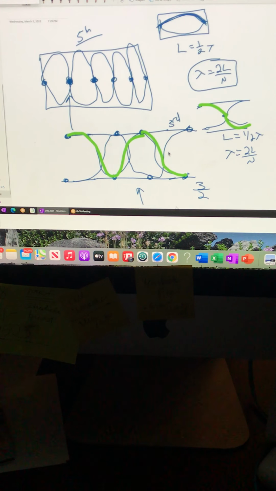If that's 3 halves, so this pipe L has 3 halves wavelength in it, then you get wavelength equals 2L over 3. Oh, 2L over N. We just proved that's the third harmonic. Well, you should have known that because it resonated once, it resonated twice, it resonated 3 times. That's why it's a third harmonic. See it?